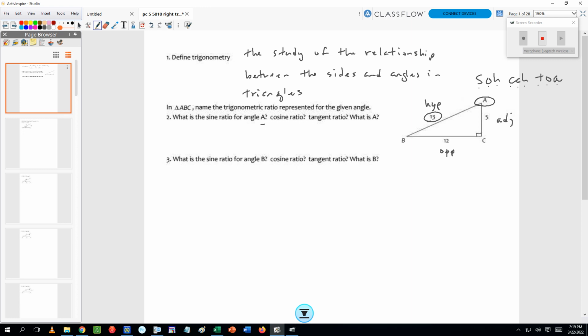So sine of angle A is the opposite over the hypotenuse. Cosine of angle A is the adjacent over the hypotenuse, and tangent of angle A is the opposite over the adjacent.